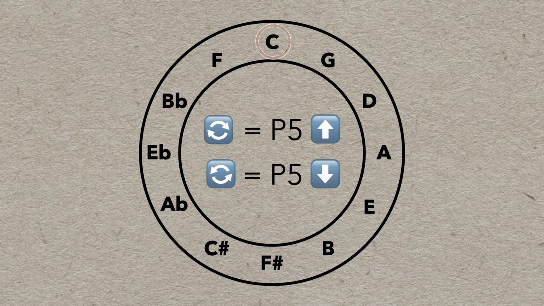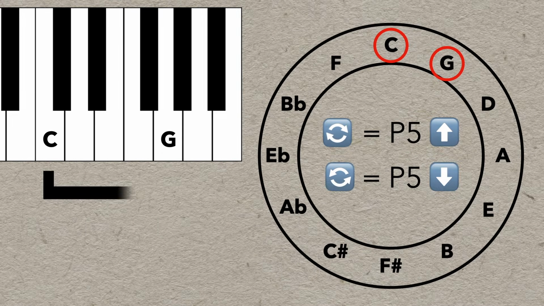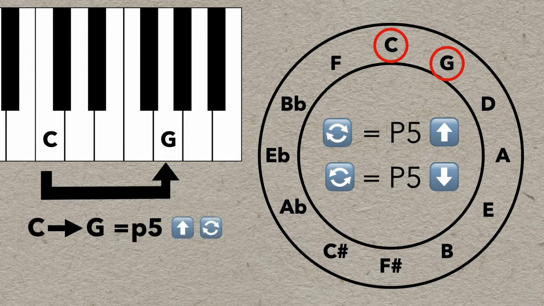Now, nobody disputes that C up to G is a fifth up. They're probably visualizing C on the piano and the G above it. That's a fifth up going one step clockwise on the circle.